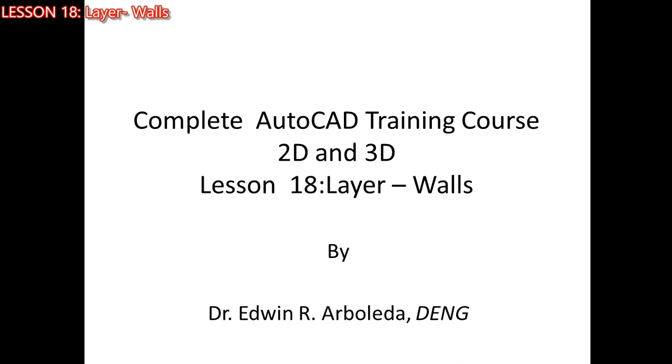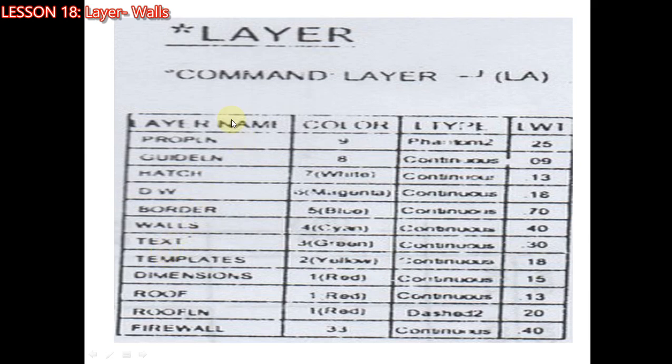Today we will discuss walls, how to draw walls in our complete AutoCAD training course. This is our lesson 18. This is part of the layer command, and this is the walls. The layer name, we will go to the layer walls with color cyan, continuous, line weight 0.4.